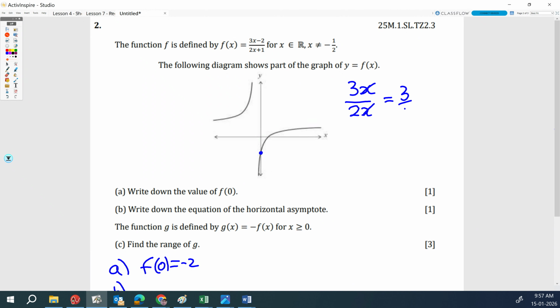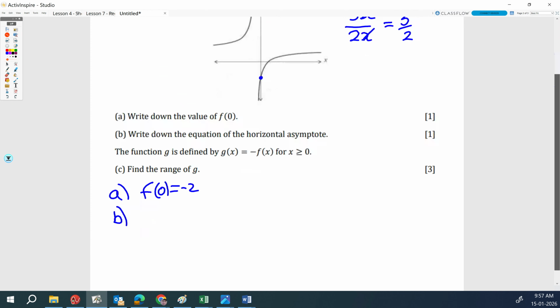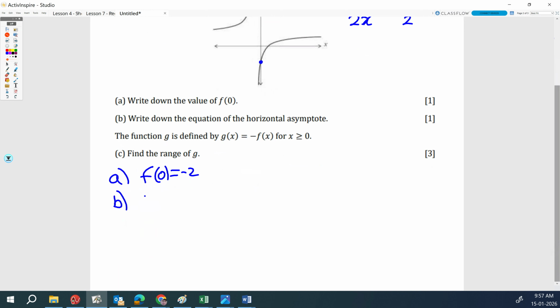So as we go towards infinity with really large numbers, the 2 bits there at the end cancel, and the rest just simplifies down to this. So you would see that the horizontal asymptote would be y is equal to 3 over 2.